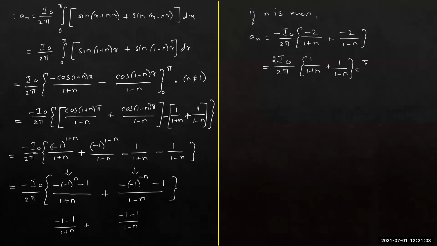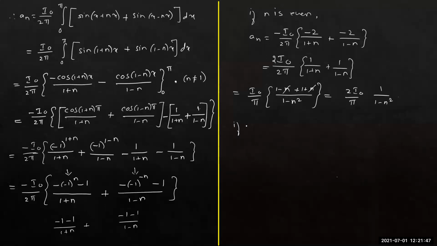So it is equal to, if you take LCM now, I naught by 2 pi, I'm sorry, I naught by pi. If you take again LCM, 1 plus n into 1 minus n, you will get 1 minus n square, and in the numerator we'll get 1 minus n plus 1 plus n. So n can be cancelled here. So we'll get 1 plus 1, 2 I naught by pi into 1 by 1 minus n square. So this is an when n is even.